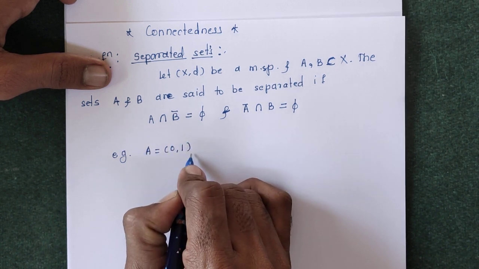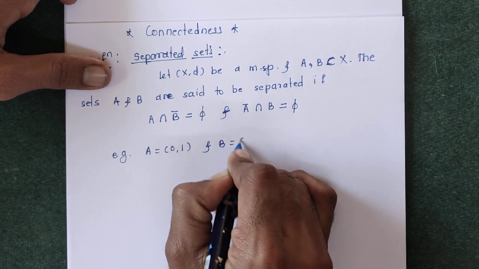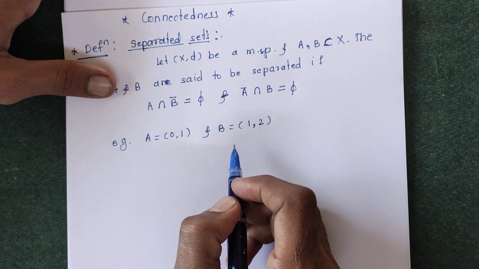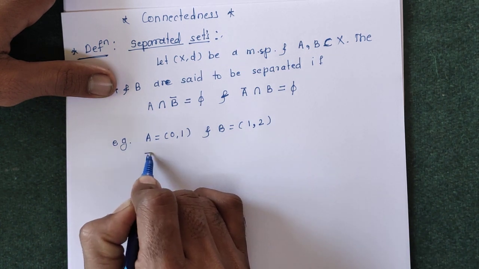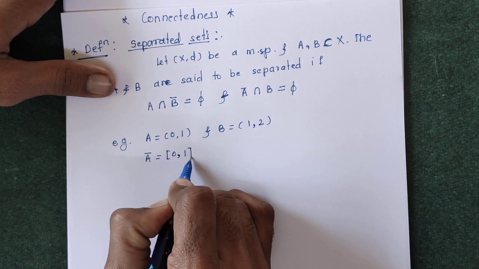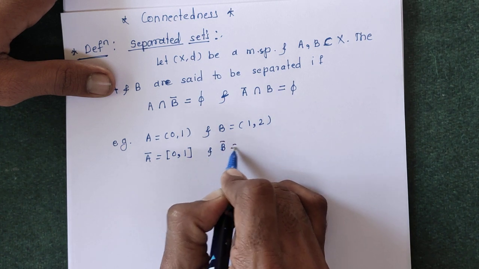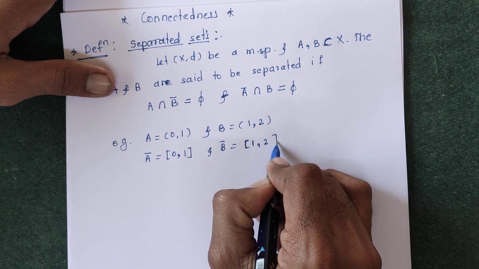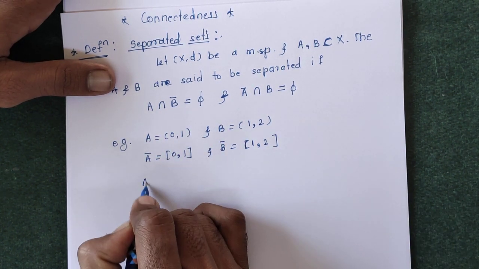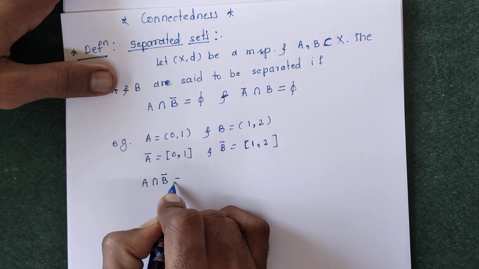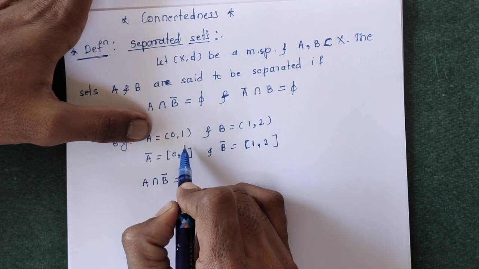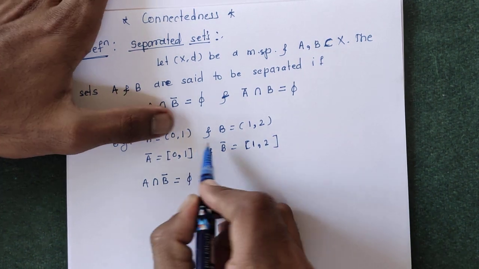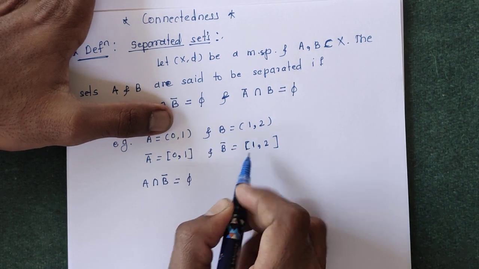and suppose B is equal to the open interval (1, 2). Then if we find the closures, we get the closed interval [0, 1] as the closure of A and B closure is equal to the closed interval [1, 2]. Now if we find A intersection B closure, A is the open interval (0, 1), B closure is the closed interval [1, 2]. So their intersection is empty. Here 1 is not in the intersection of A and B closure.